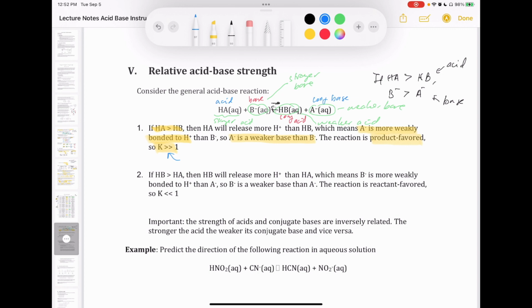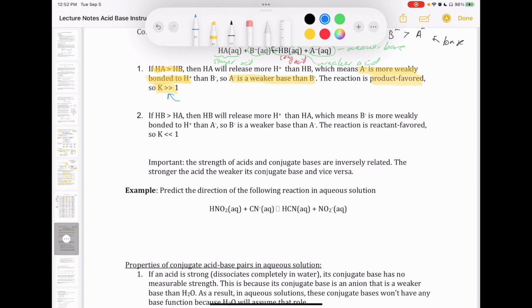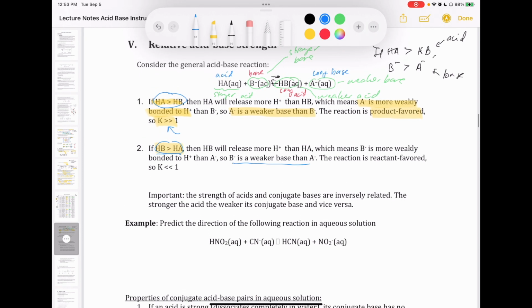Okay, so now you should be able to rationalize to yourself, same thing, if HB is stronger than HA. So we just flipped the beginning assumption. Earlier we said HA is greater than HB. Now HB is a stronger acid. Go through the same reasoning. HB will produce more proton. Therefore, B minus is not as good at keeping the proton, so it must be a weaker base compared to A minus. Therefore, now, if we look at the reaction, again, same reaction, we have the weaker pairs on the left side, okay? So this is the weaker acid, this is the stronger acid, and then this is also the weaker base, and this is the stronger base. So, stronger on the right side, therefore, it's going to be a reactant favored reaction. K must be much less than 1.